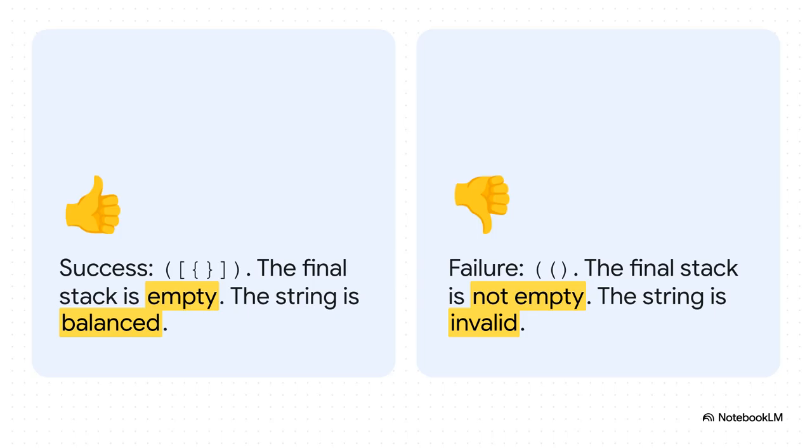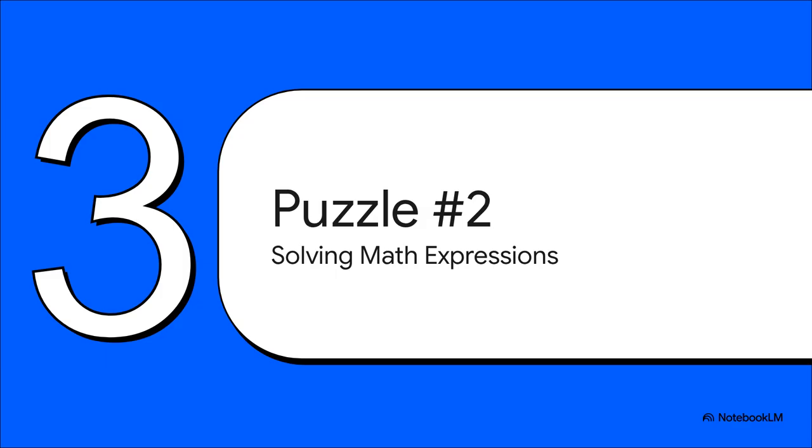If the stack is totally empty when you get to the end of the string, it means everything was perfectly balanced. It's a success. If we had an invalid string, like on the right, we'd be left with something on the stack. And that's how we know it's a failure. All right, you've totally mastered brackets.